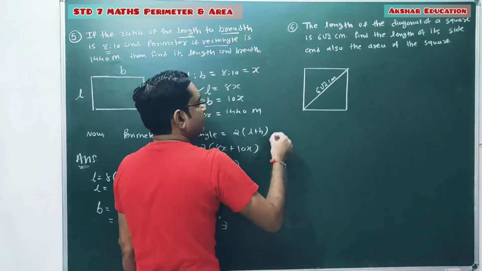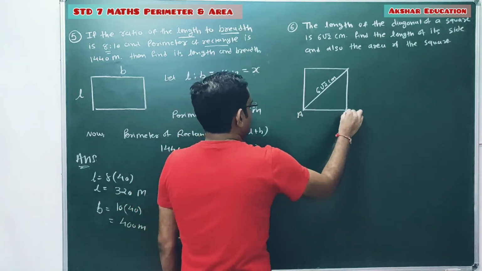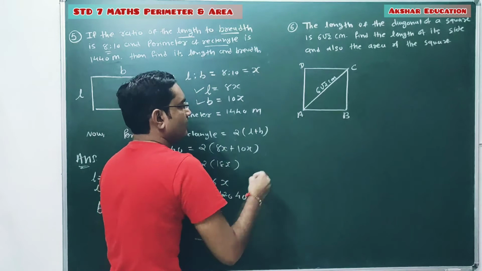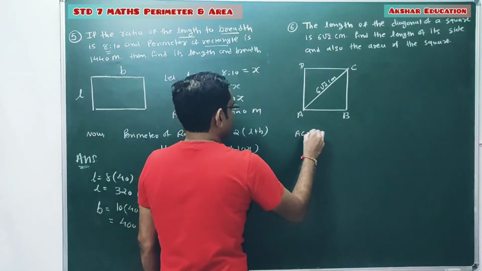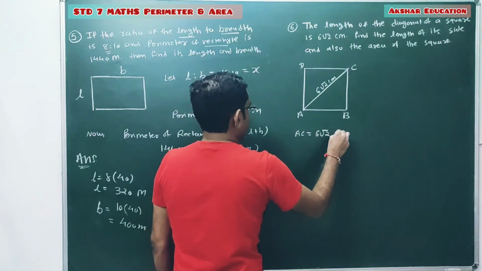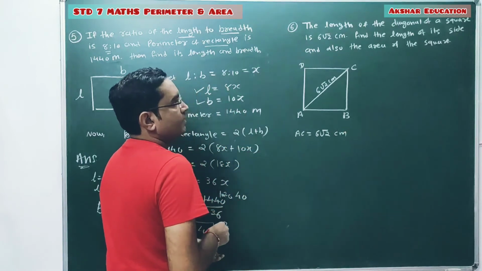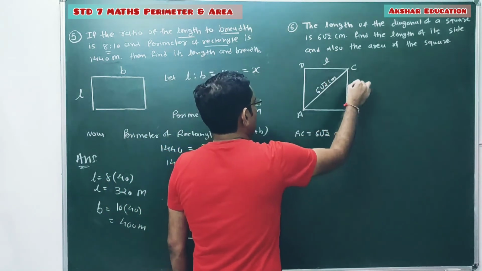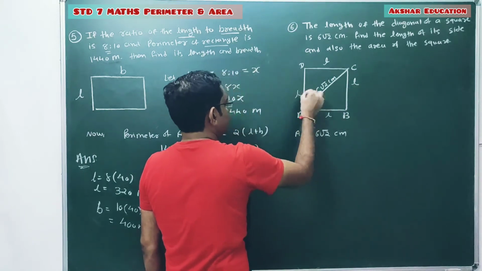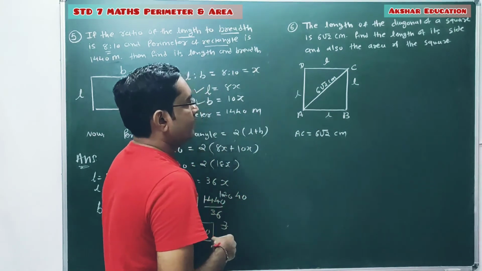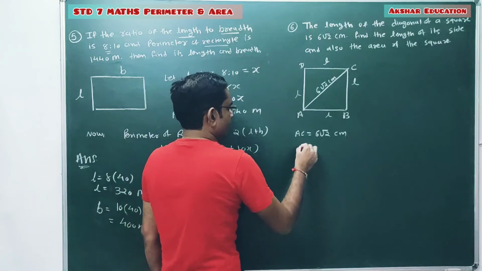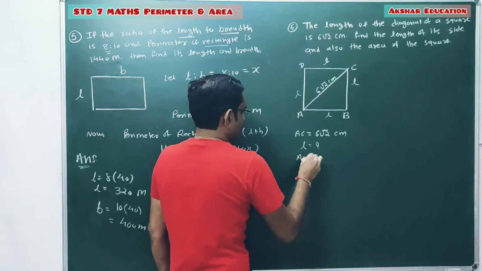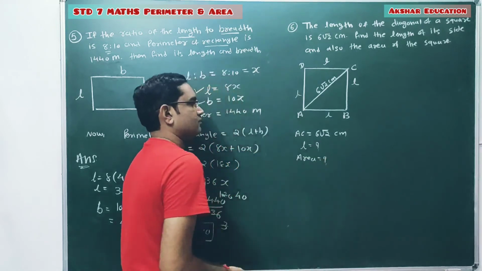This is the square, the diagonal is given. Assume it is ABCD. Square ABCD is there, in which the length of the diagonal is 6 root 2 centimeter. Find the length of each side. The length of all sides are equal, so they are equal to L. So find the length of each side and also find the area. So you have to find the length of the side and the area of this square.